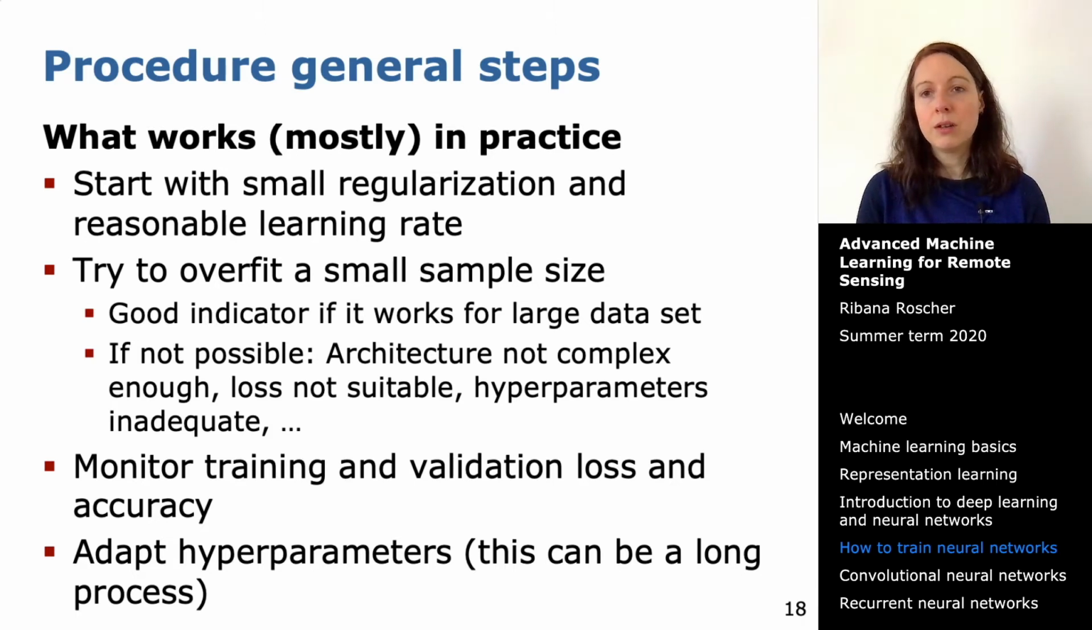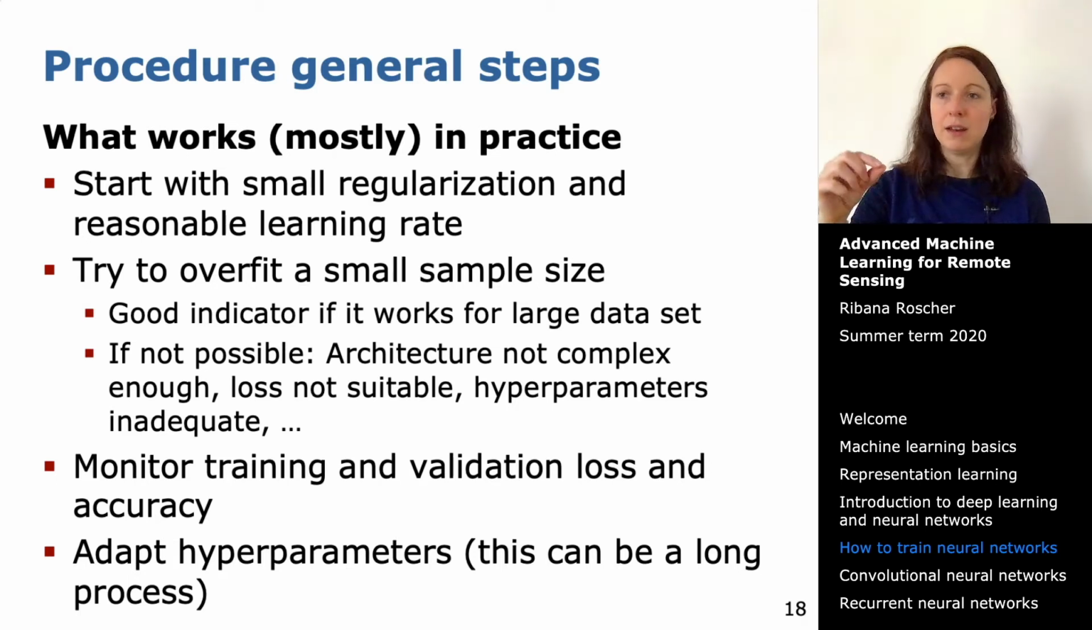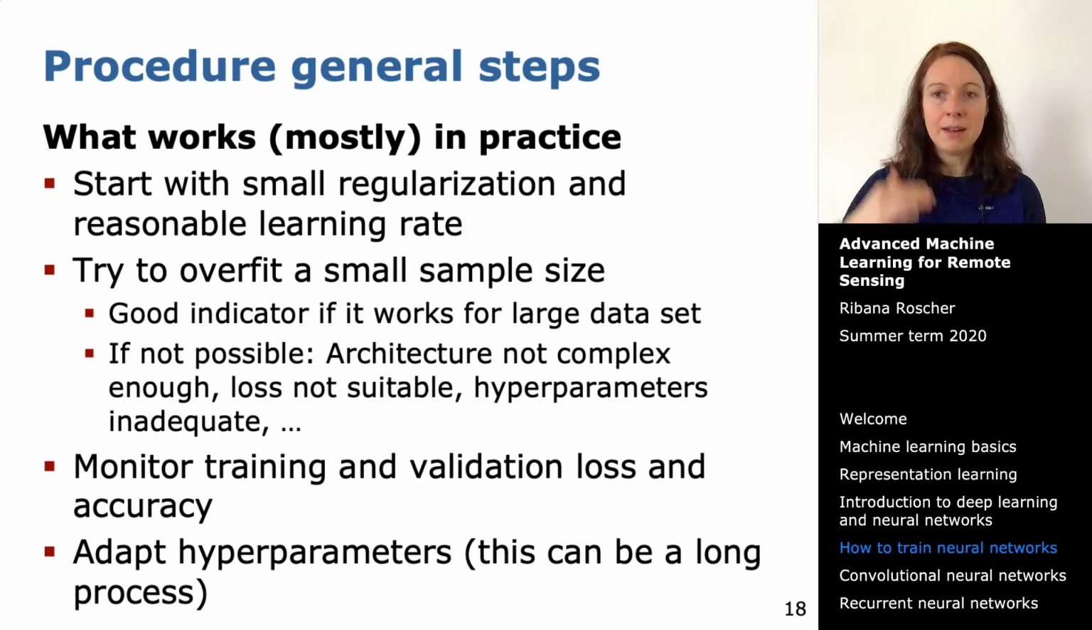Always monitor the training and the validation loss. As I told you already, you can learn a lot from how the optimization procedure is going, or what is going on in your network and where you are in the loss landscape, based on your training loss. But it's also necessary to have a look at the validation loss, so that you do not observe this elbow effect and that your validation loss and the training loss do not differ too much. And then adapt the hyperparameters.